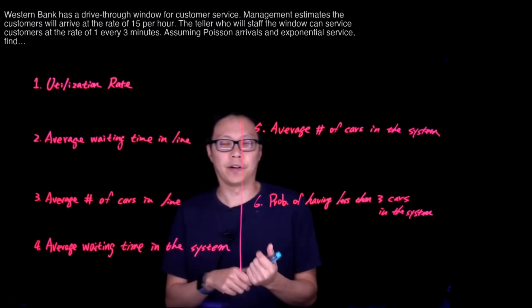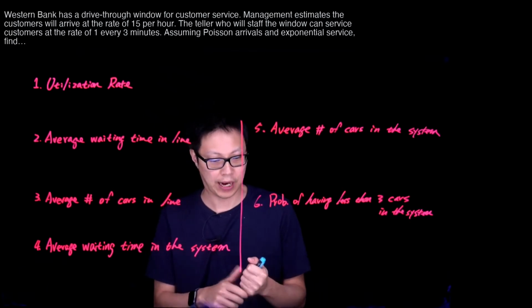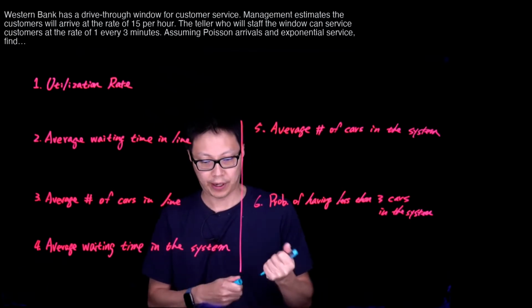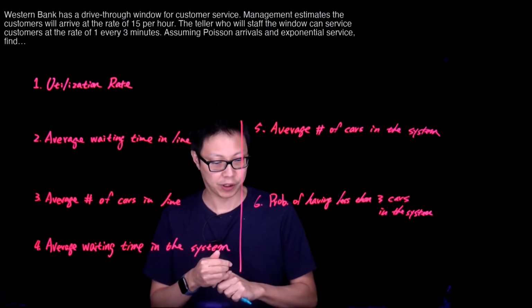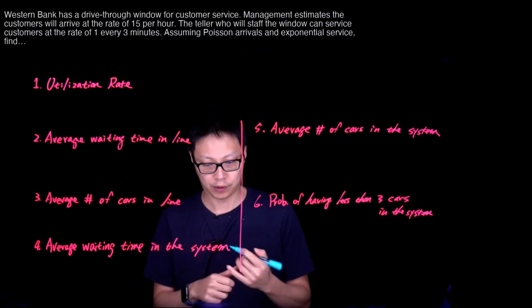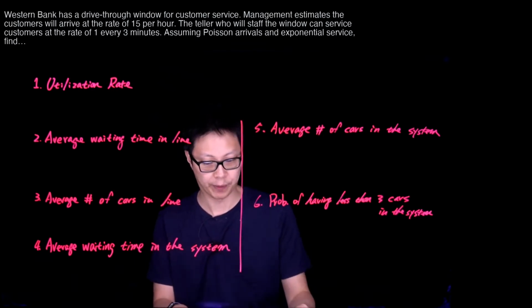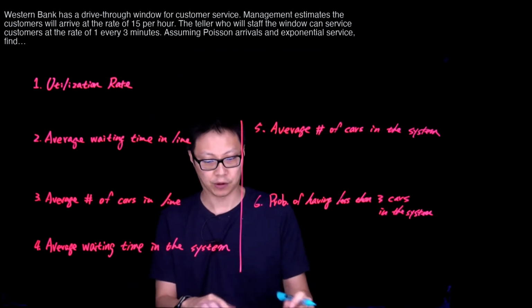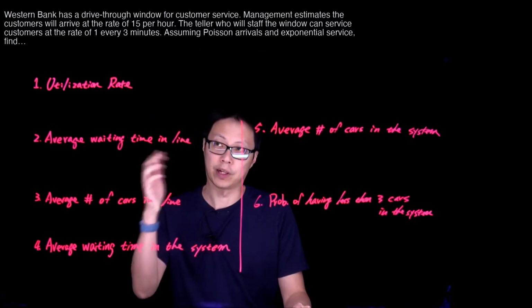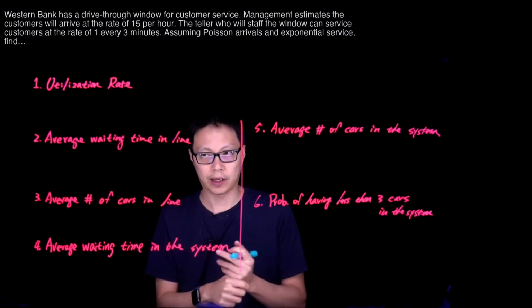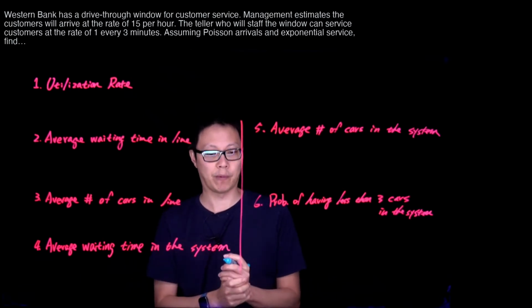Now, let's take a look at the first queuing example. Western Bank has a drive-through window for customer service. Management estimates that customers will arrive at the rate of 15 per hour. The teller who will staff the window can serve a customer at a rate of 1 every 3 minutes, assuming we have Poisson arrival and exponential service time. We want to find the utilization rate, the waiting time, and the number of cars in line, and so on. So how can we solve this problem?